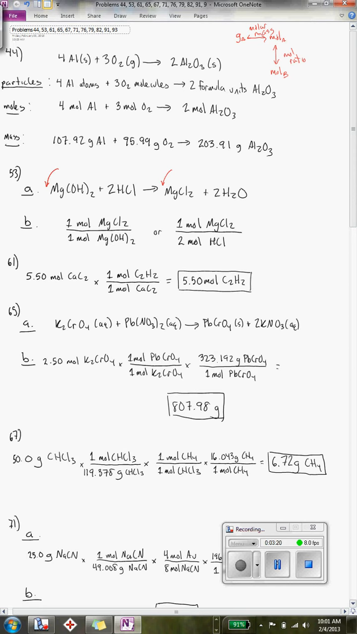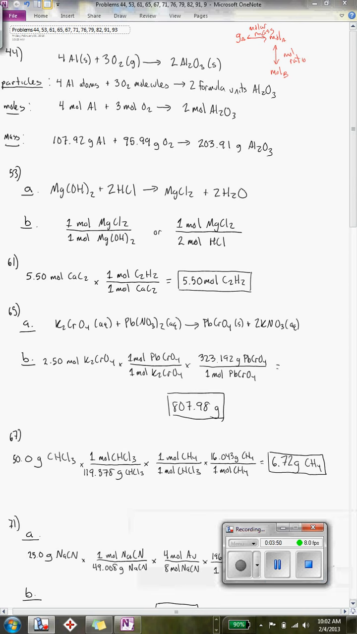In order to go from our hydrochloric acid to magnesium chloride, again we look at the coefficients for these 2 substances. Coefficient for HCl is 2, coefficient for magnesium chloride is 1. So if we want to go from HCl to MgCl2, we use 1 mole of MgCl2 per 2 moles of hydrochloric acid. And again, what this tells us is that each 2 moles of hydrochloric acid that are consumed will produce 1 mole of magnesium chloride.